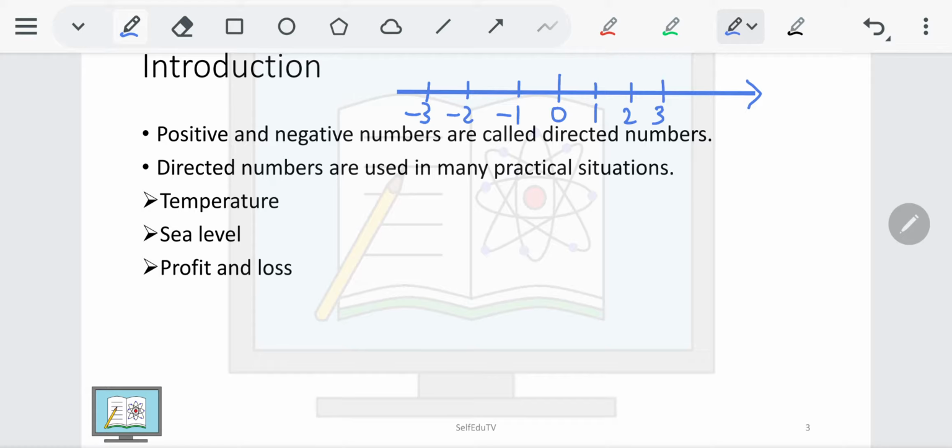So why are they known as directed numbers? Because the sign denotes directions. Positive means to the right, negative means to the left. The direction is to the left.